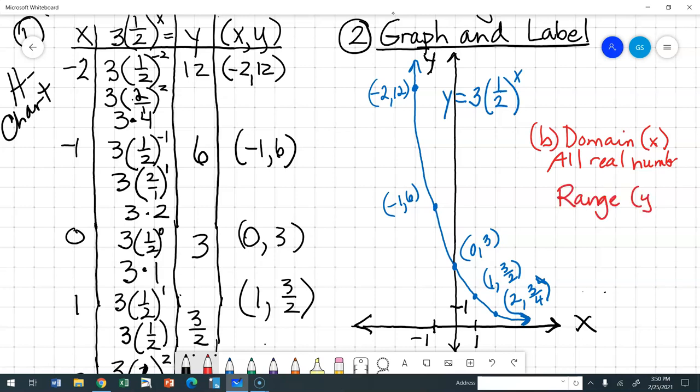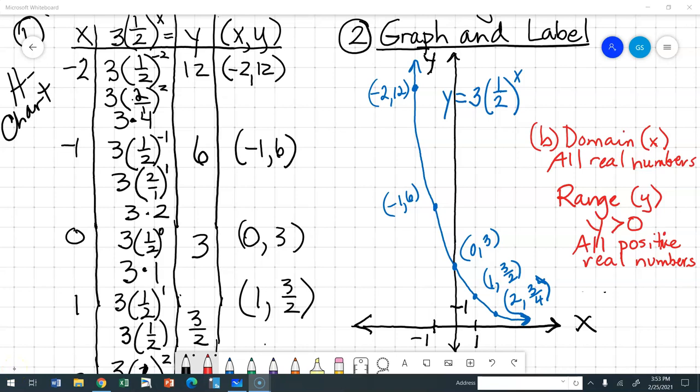The range is our y values. Well, it looks like this curve is going to keep going up and up and up, the more negative my x is. But what about my positive values of x? We just discussed that it is never going to cross that x-axis. Y is never going to be 0. So I could say y has to be greater than 0, or because 0 is neither negative nor positive, I can say all positive real numbers.